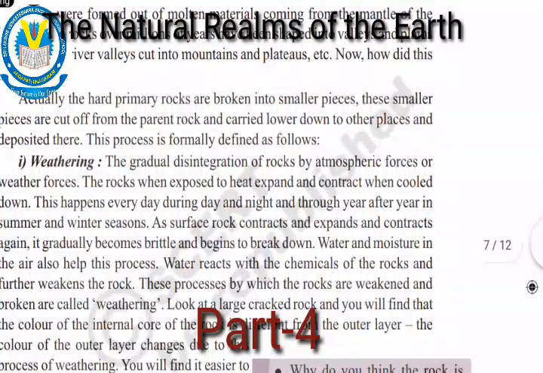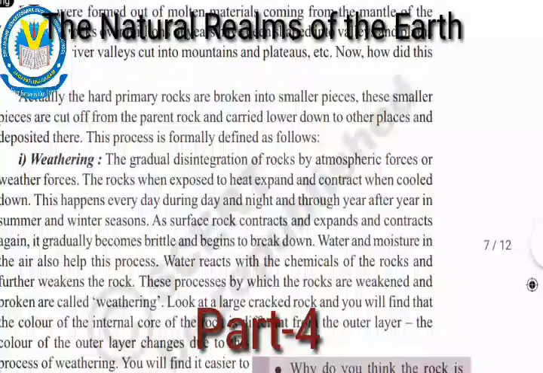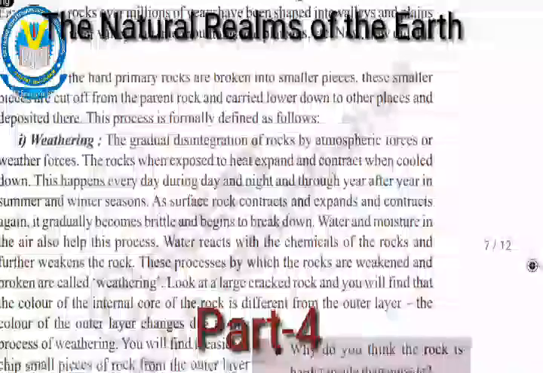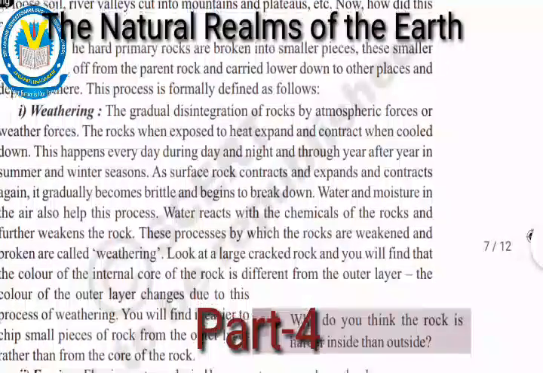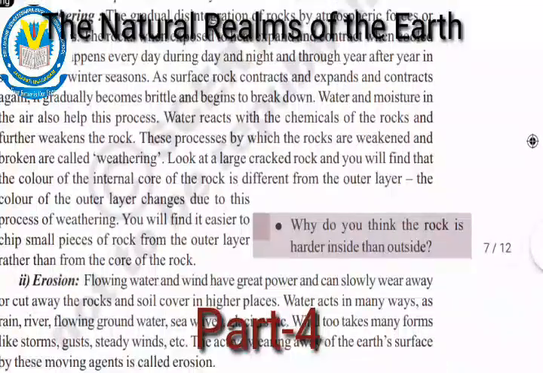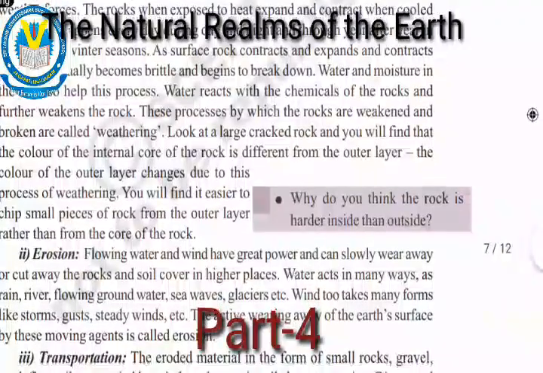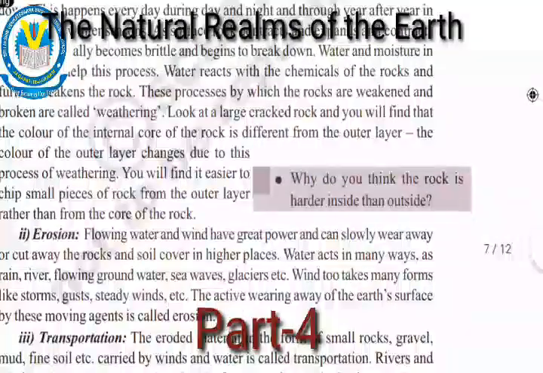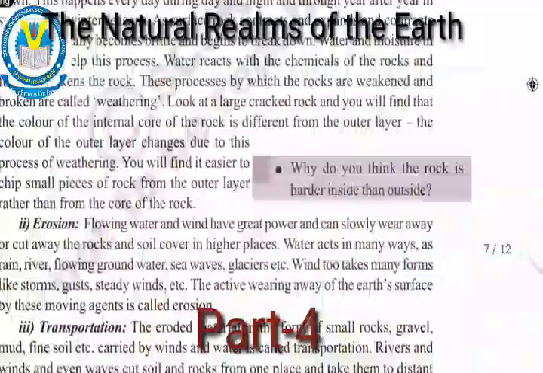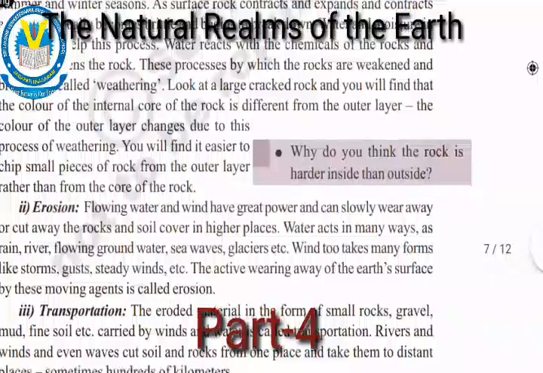So the rock, which is continuously in the sunlight, expands, then cools down and contracts, and then comes back and expands and contracts. Here, the rock becomes weak and it breaks down. This is called weathering. And then we have erosion.